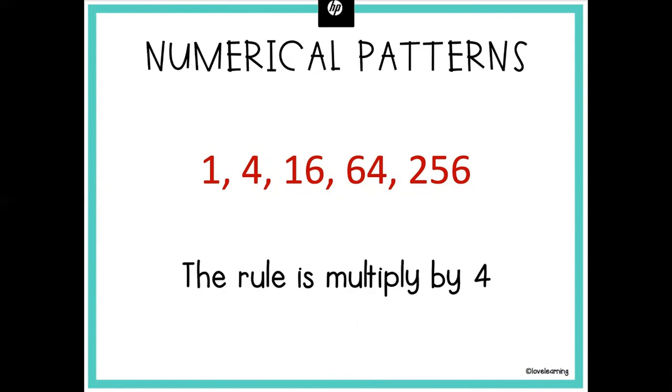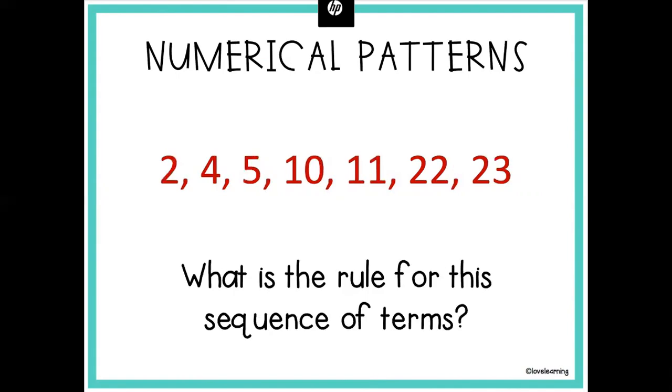All right, let's do one last one before we move on. All right, here it is. What is the rule for the sequence of terms? So we go from 2 to 4. Okay, so that's adding 2. 4 to 5. That's adding 1. 5 to 10. Yeah, that's adding 5. I know something's going on that's not just an add or subtract or even a multiply the same number here. Can you figure it out?